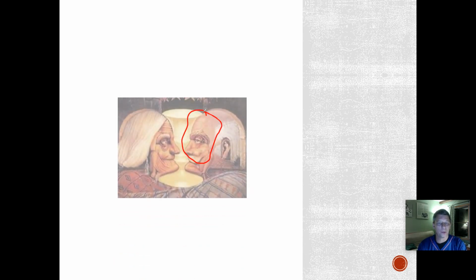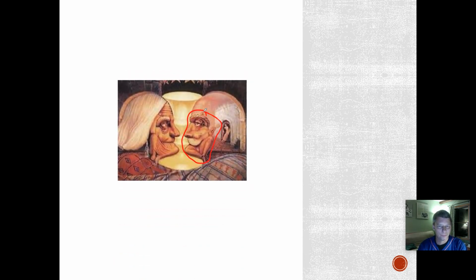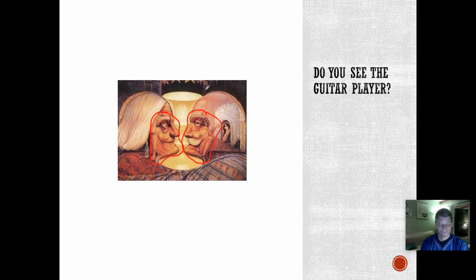Do you see the guitar player now? Okay, there he is. And if you look at the other side, there's another person who composes the old woman's face. But again, depending on how you approach this, left brain or right brain, you may answer differently at first, depending upon what your strengths are. People who are left-brained will see it one way. People who are right-brained might see it the other way.